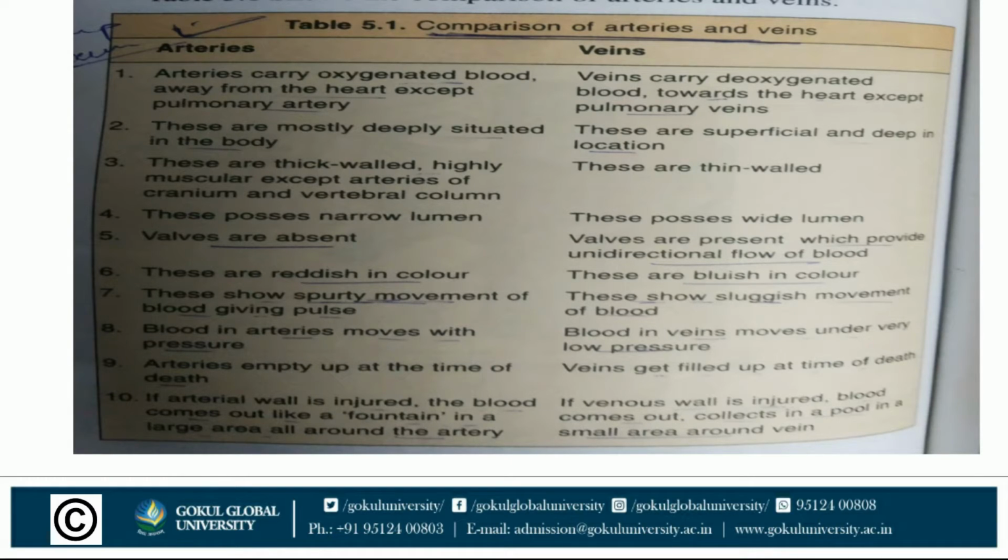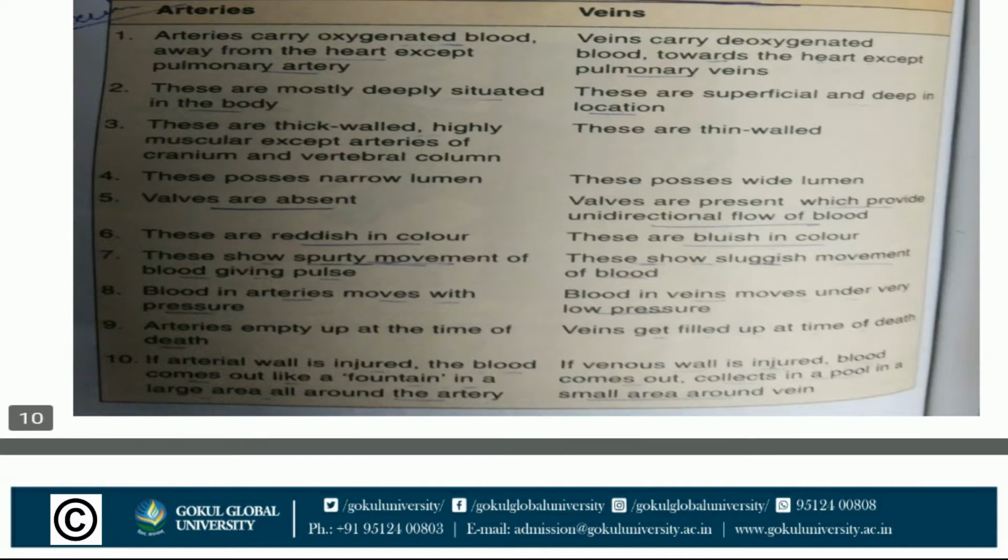Arteries empty up at the time of death. Veins get filled up at the time of death. If the arterial wall is injured, the blood comes out like a fountain in a large area all around the artery. If the venous wall is injured, blood comes out and collects as a pool in a small area around the vein.